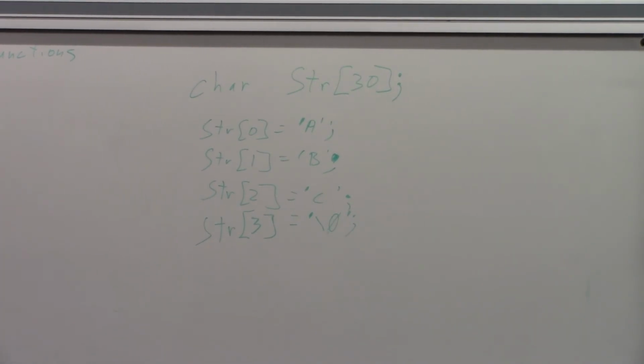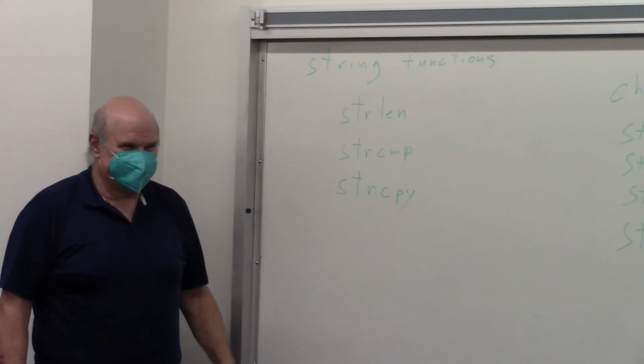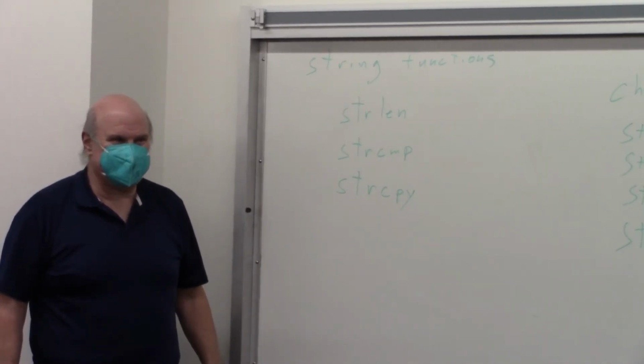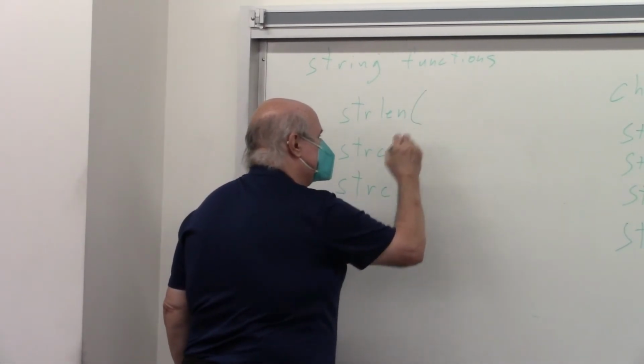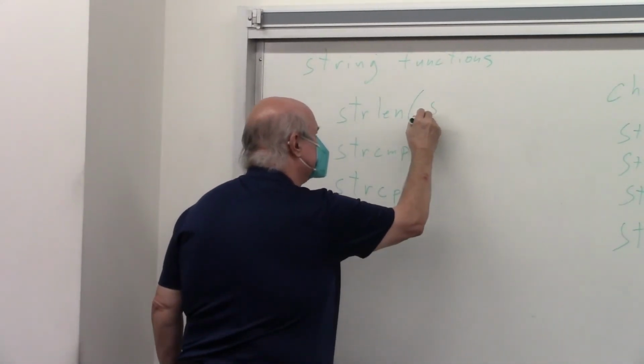So string length, strlen. Why are these names so small? Why don't they just put string length? Because they're trying to save space. They're saving space everywhere, in programs and function names, back in the day. That's why those have the names they do now.